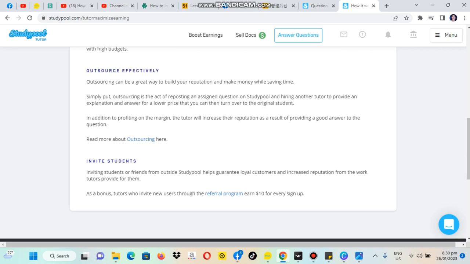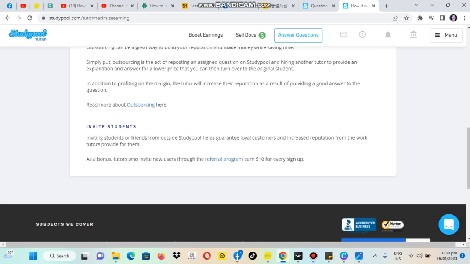Outsource effectively. Outsourcing can be a great way to build reputation and make money while saving time. Simply put, outsourcing is the act of reposting an assigned question on Studypool and hiring another tutor to provide an explanation and answer for a lower price that you can then turn over to the original student.